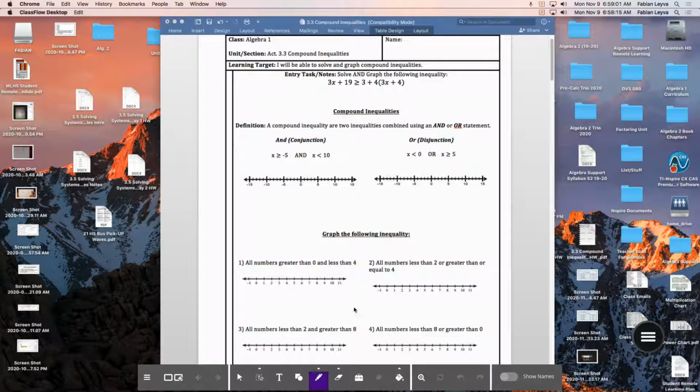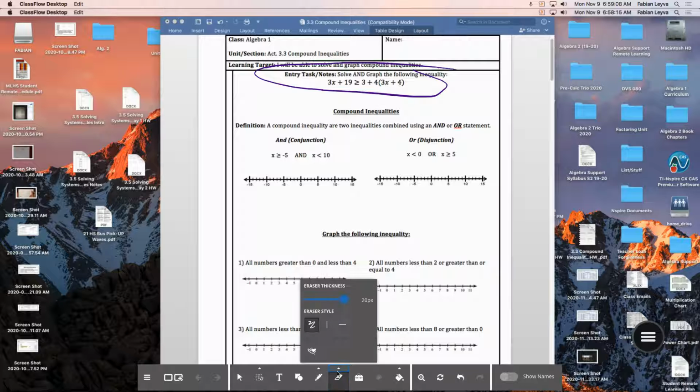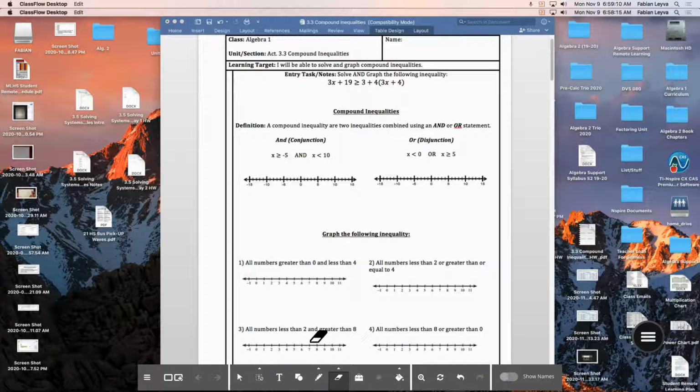I want to remind you guys that if you were in class today, we already went over the entry task, but if you did not, it is your responsibility to try this one out. That is how I gauge how you guys are doing on these problems. So make sure that if you are remote today, that you are completing that by the time you turn in your notes.